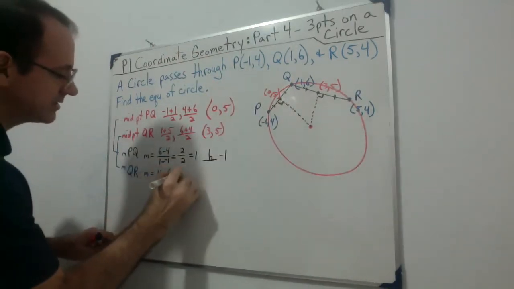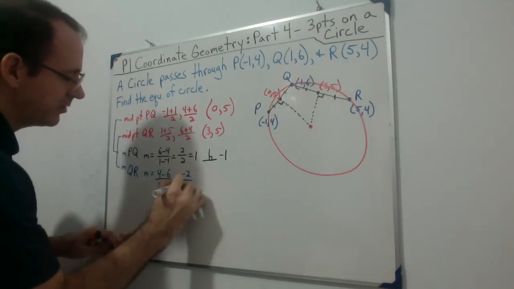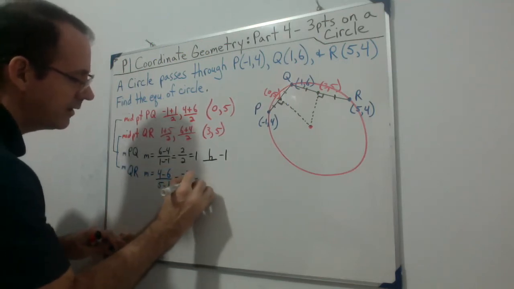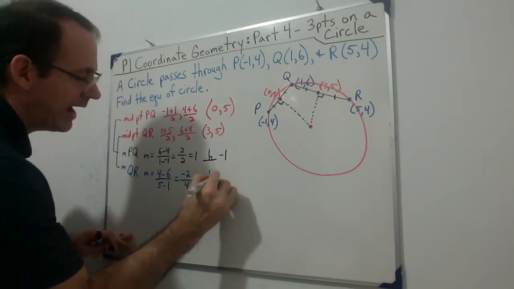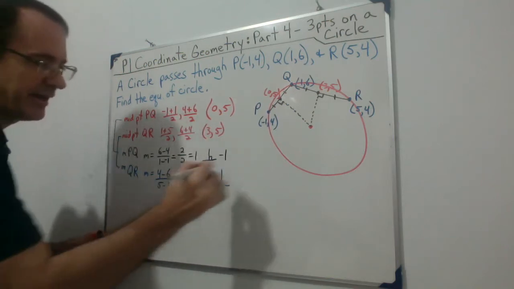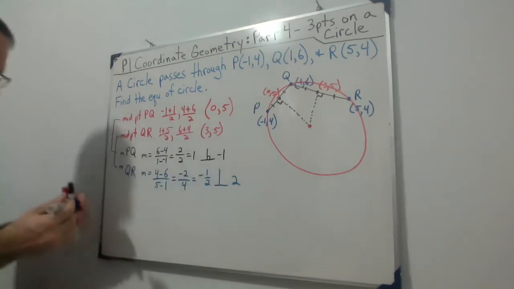So 4 minus 6 is -2, and 5 minus 1 is 4. So that means we get -1/2. And the perpendicular slope to that is 2.